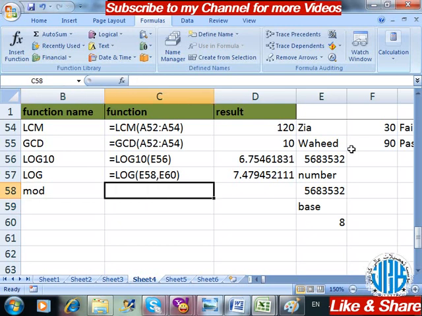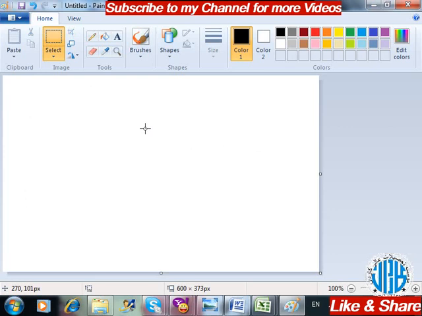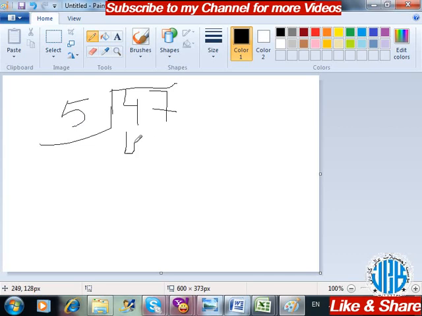What is the use of this function? When you want to do division, one is a number, another one is a divisor, and it gives you the answer. Let's suppose I write 47 divided by 5. How is the calculation done? 5 nines are 45, and how much remains? 2 remains.